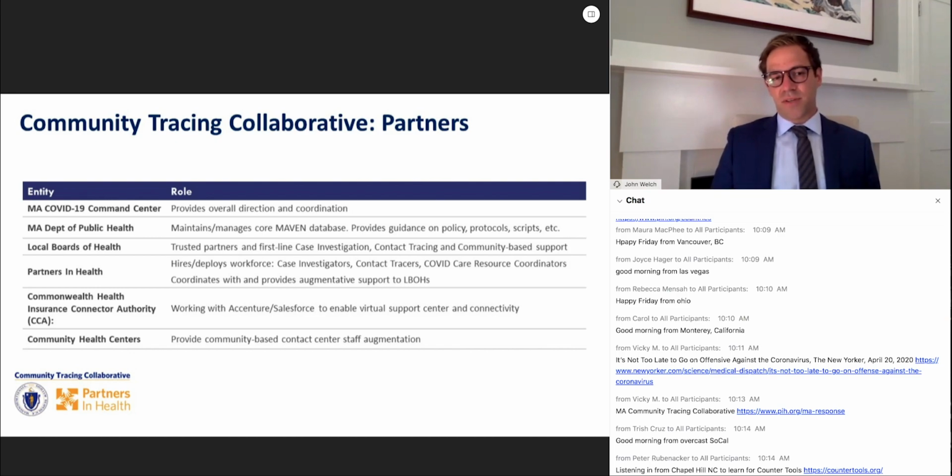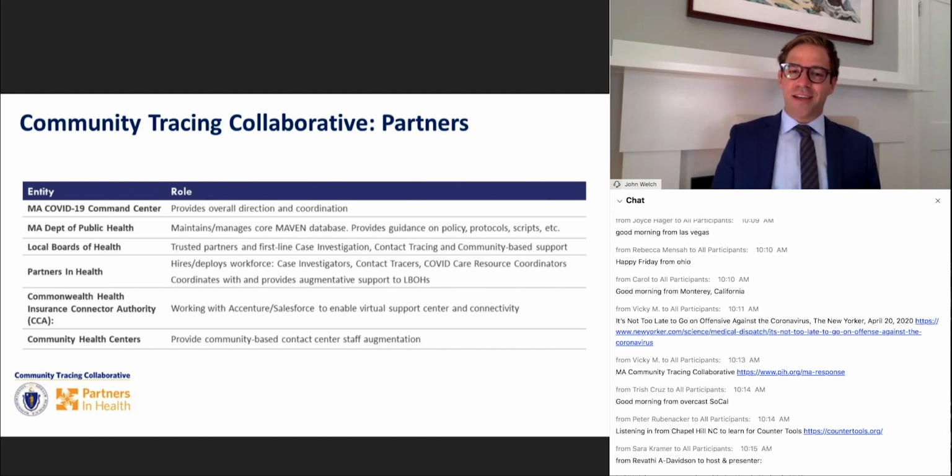We'll talk about who that workforce is in just a second. The Commonwealth Health Insurance Connector is really sort of the overall administrator of the tracing collaborative. And we also have had a great opportunity to subcontract with dozens of community health centers from around Massachusetts, which have really bolstered our workforce and been that community, that connection back to the community.